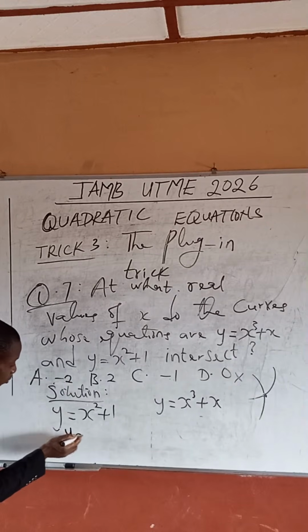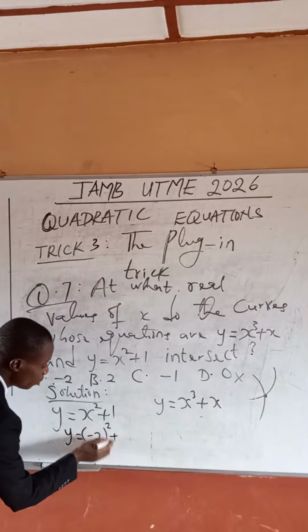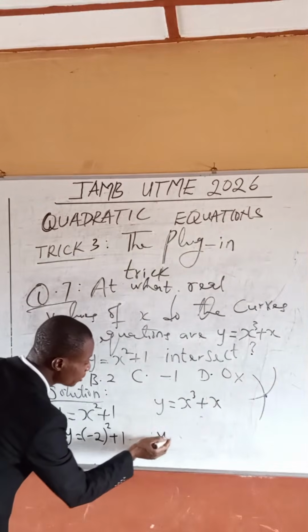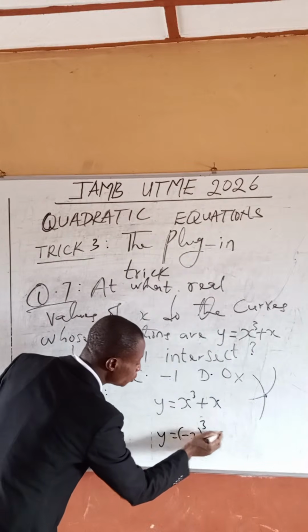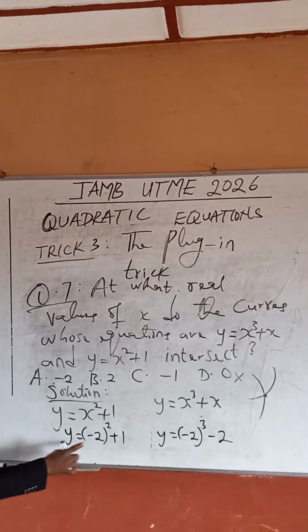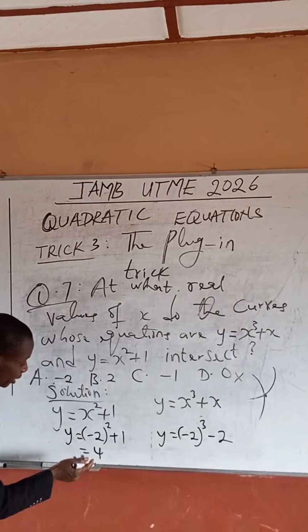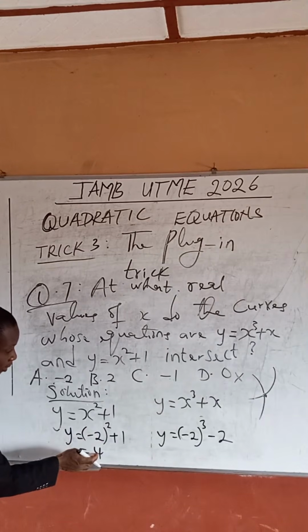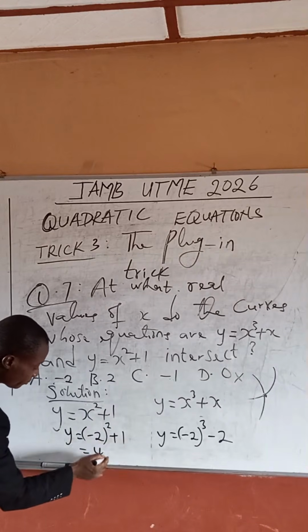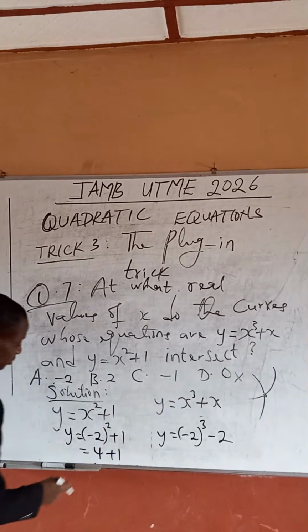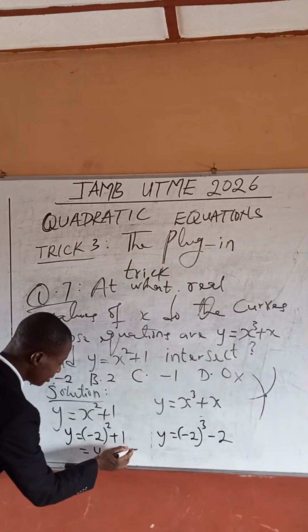Y is equals to minus 2 squared plus 1. Then bring it here too. Y is equals to minus 2 cubed minus 2. So minus 2 squared is going to be 4. Then plus 1. Is that not so? So 2 squared is already 4, plus 1. That's 5, right? Yeah, this is 5.